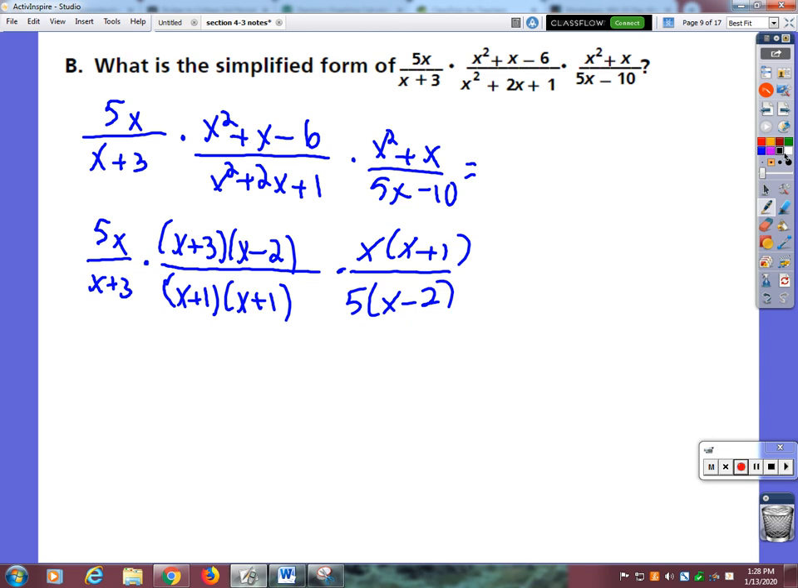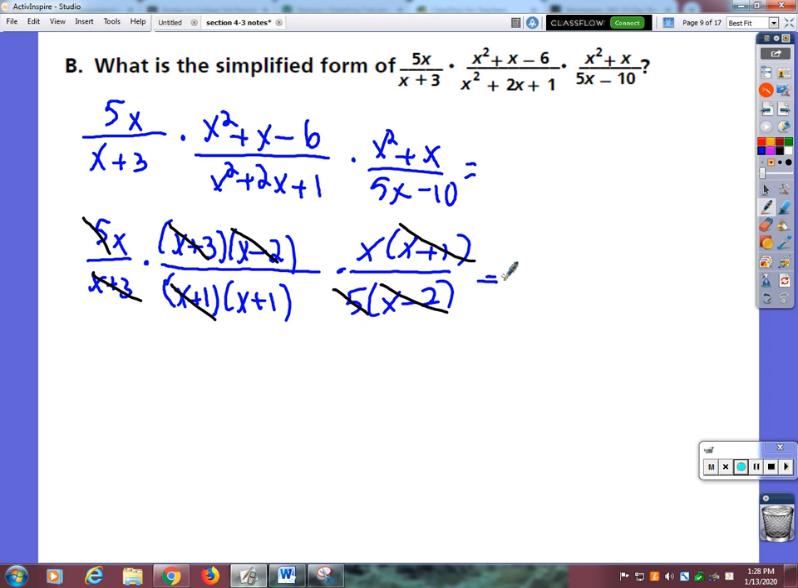Like I said, anything on the top and anything on the bottom will cancel. Isa? x plus 1 and x plus 1. Levi? Good old-fashioned numbers cancel just like they used to. Nothing's changed there. Mac? An x plus 3 there and an x plus 3 there. What else we got? An x minus 2 and an x minus 2. Anything else? Nope, because those are both on top. So that's all the canceling that we can do.